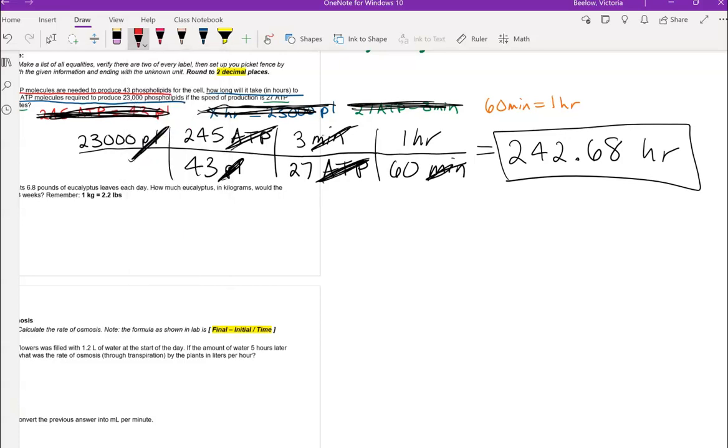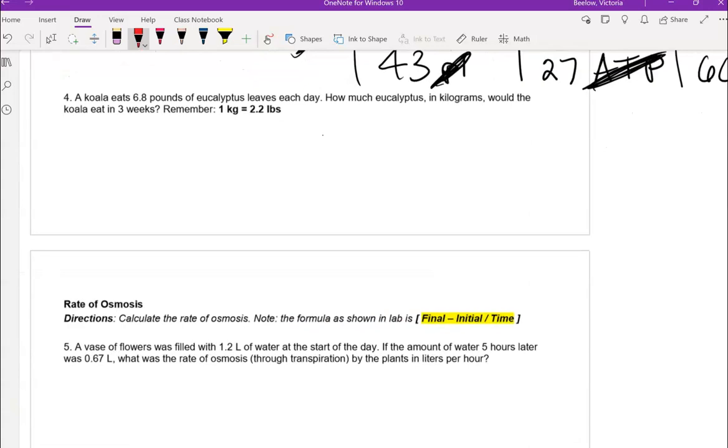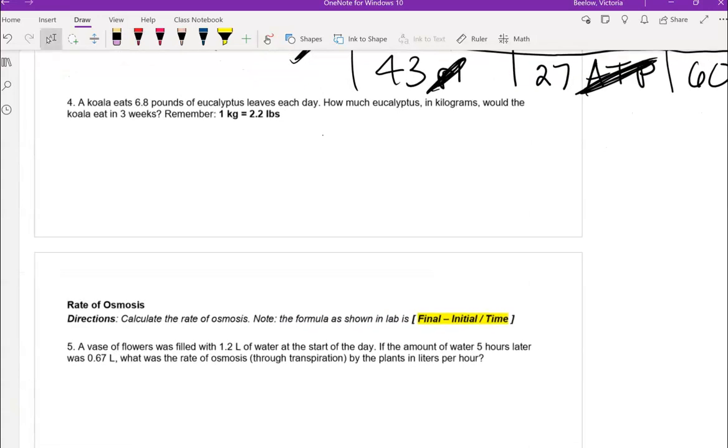Let's do another problem. A koala eats 6.8 pounds of eucalyptus leaves in each day. So it says 6.8 pounds. I'm going to abbreviate LB as pounds. And it says each day. If you see something like each or every, that just means one day. So this is equal to 1 day.